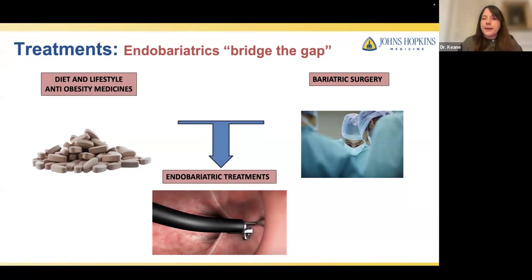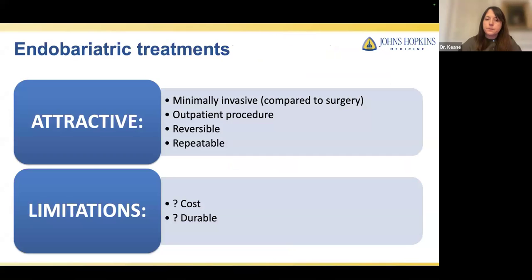So is there an option in the middle? And this is where endobariatrics really comes in. And why is it attractive and such a great treatment for all those people we're currently not treating with obesity? Well, it's minimally invasive, particularly compared to surgery. It's by and large an outpatient procedure. You go home the same day. It's reversible if you change your mind or things change in the future. It's also repeatable. And in most cases, it doesn't prevent you having bariatric surgery if you choose to in the future.